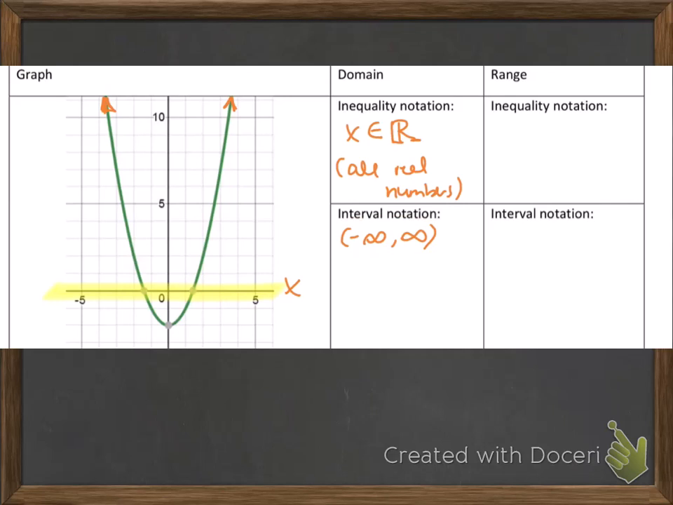Okay, so let's look at the range, the set of y values. Again, I'll leave the arrows here reminding us that it does go infinitely up. So we're going to sweep from the bottom.